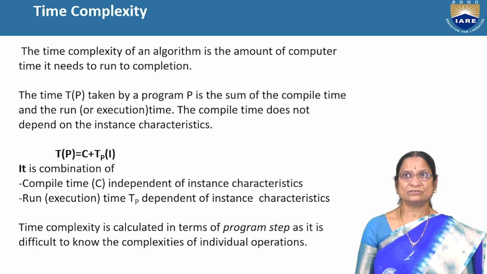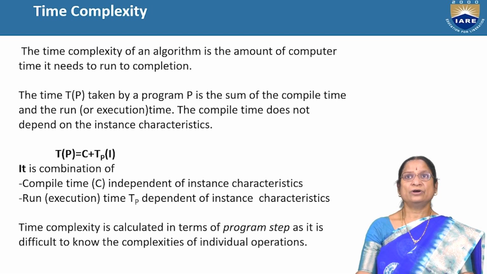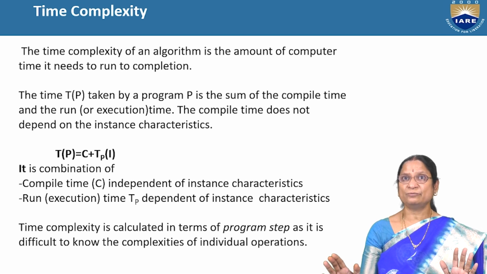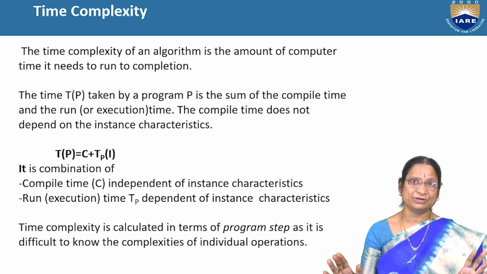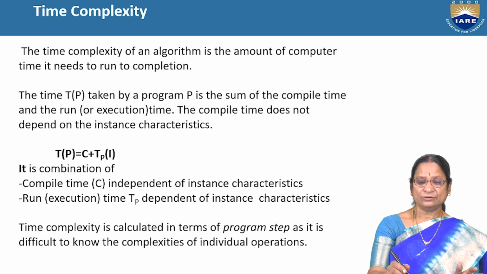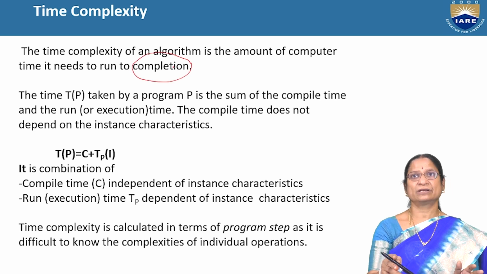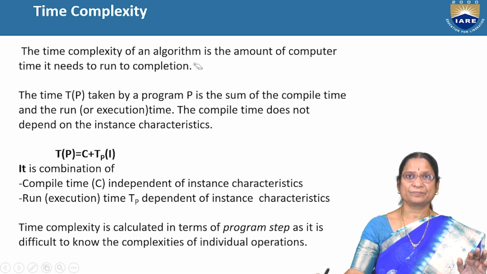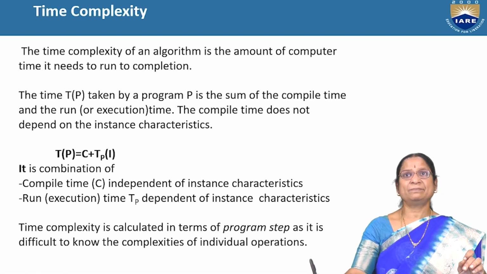So the time complexity of an algorithm is the amount of time taken to run that particular algorithm. Please remember, it's not a program. We are not going to run it on a computer directly. It is machine independent and it is a priori, right? So that's why it is run to completion of that particular task actually. This is also represented by T of P.